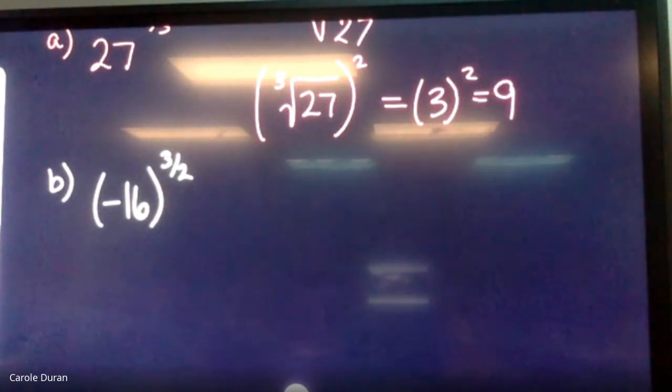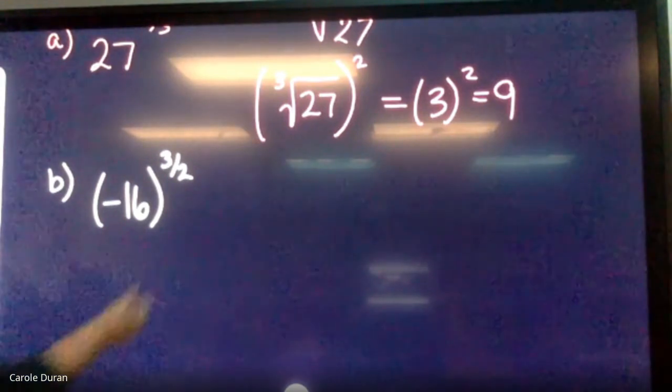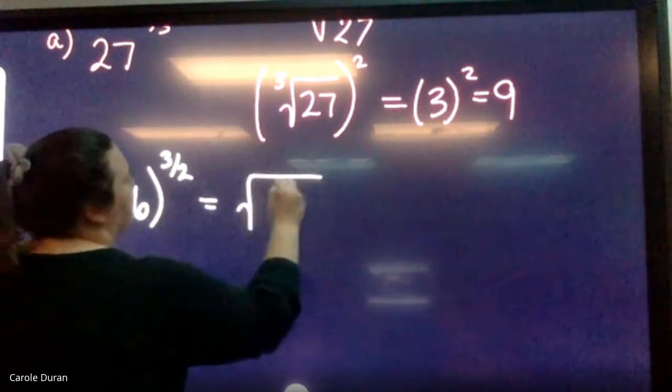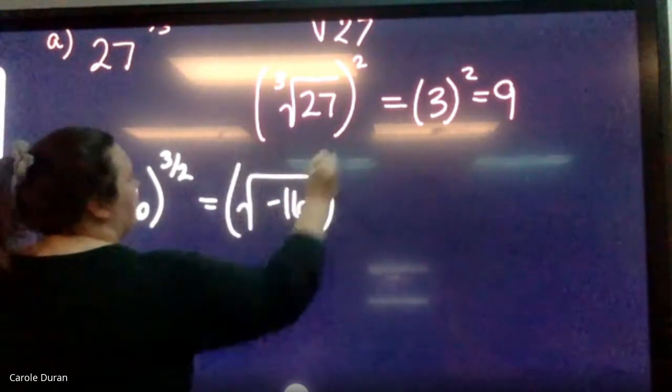Okay, so now I have negative 16 to the 3/2 power. First thing I need to do is rewrite this as radical form. What's going to be my root here? 2, and we call that what? The square root. So this becomes a square root of negative 16 cubed, right?